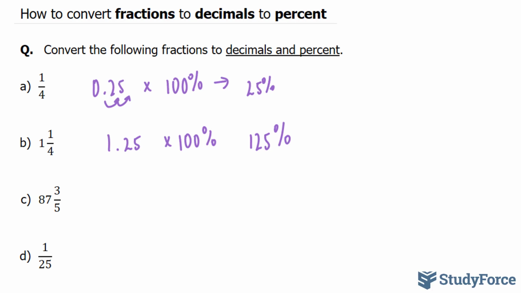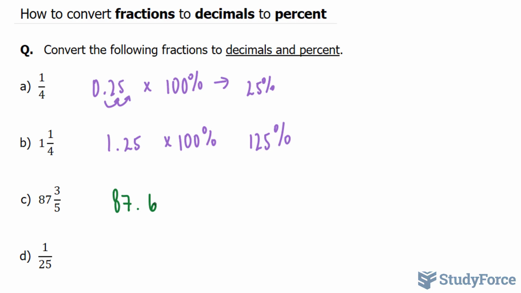Let's move on to the next part, C. Here we have another mixed fraction, 87 and 3/5. Now we know what 87 is. 87 is our whole number. And 3/5, you can use your calculator to do this, but it is a common fraction. 3/5 is equal to 0.6. So we have 87.6 as the decimal number.